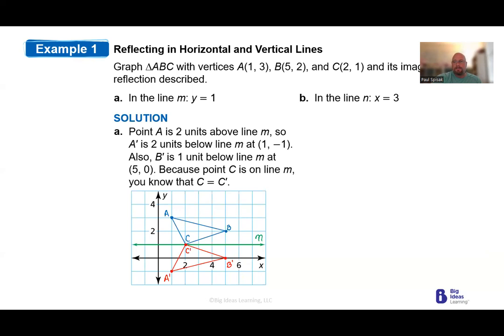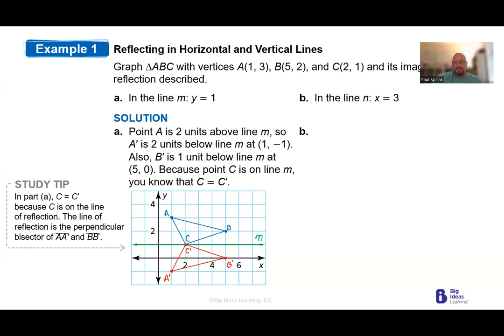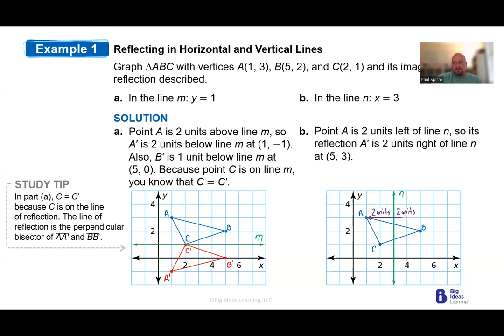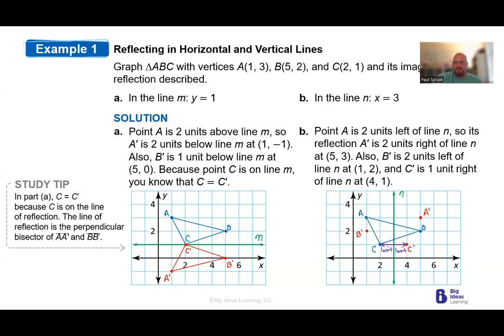Same thing on the next one. This time, x equals 3. This is a vertical line. So this time, instead of moving from top to bottom, we're moving from left to right or right to left. Same image to start, same points, but now we're being reflected over this line. A is 2 units to the left, so we're going to go 2 units to the right. So that's A prime. B is 2 units to the right, so we're going to go 2 units to the left. C is 1 unit to the left, so we're going 1 unit to the right. Now we have A prime, B prime, and C prime, and we have our new diagram. Again, it's a reflection in that line.